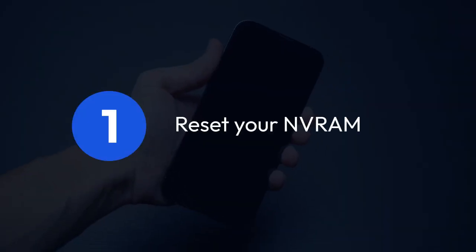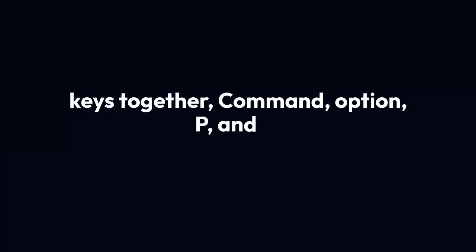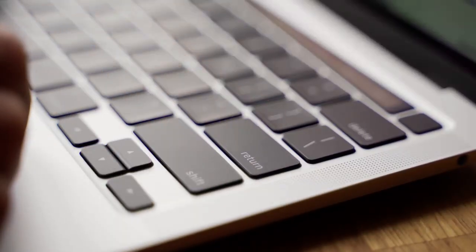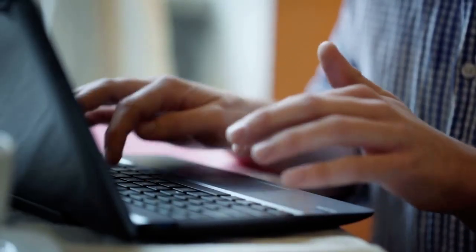So, how do we fix it? We have a few solutions to try. The most common and often effective first step is to reset your NVRAM. You can do this by shutting down your Mac. Then, power it on and immediately press and hold 4 keys together: Command, Option, P, and R. Keep holding them until your Mac restarts and you hear the startup chime a second time. This clears out most NVRAM settings and often resolves the issue.